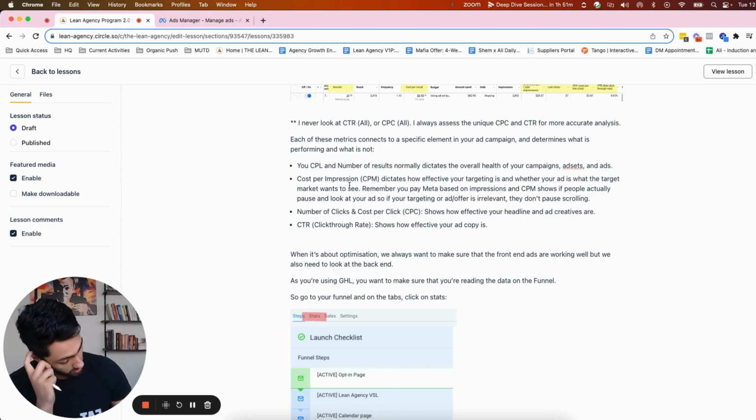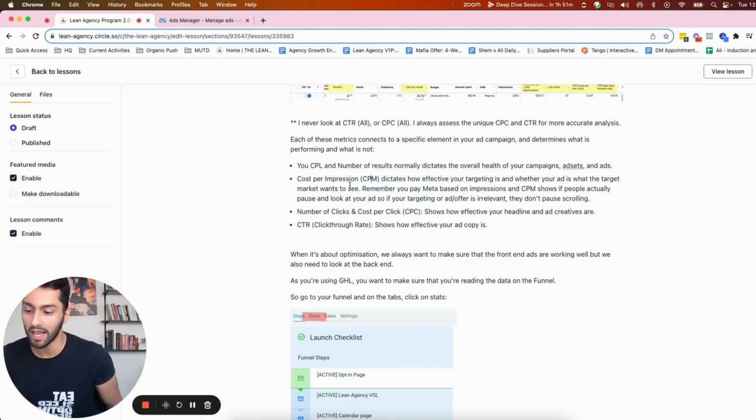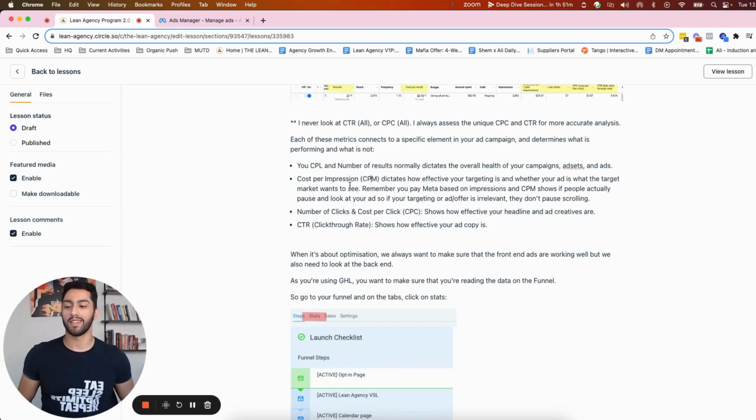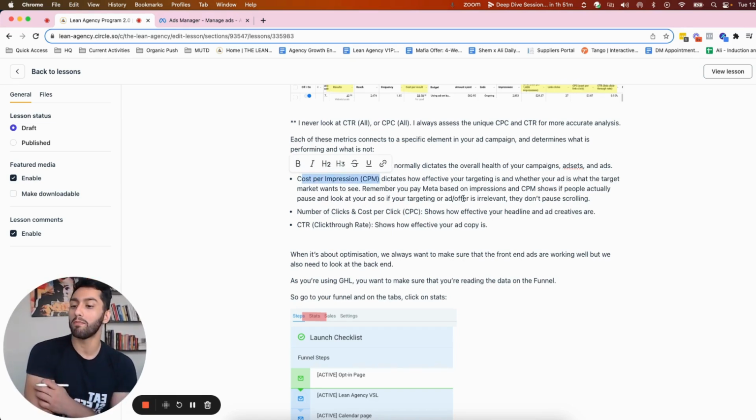So if you put an offer out there for gym owners to get them leads and target mortgage brokers, then your CPM will be extremely high because they're not related, right? The targeting is wrong. The offer is wrong for that targeting. So it's about showing relevancy because, as you know, we pay per impression in Facebook. It's about how effective your ad is at stopping somebody from scrolling.